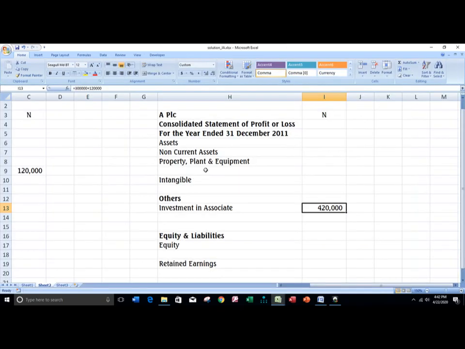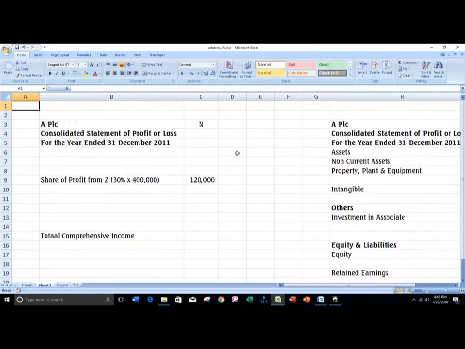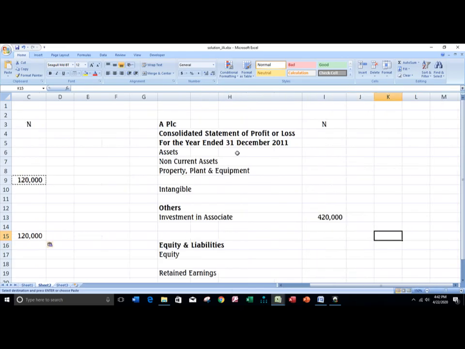So let's go back to the solution once again. You can see this is our final answer, consolidated. This is what we call equity accounting in line with IAS 28. This is going to flow down, other things being equal. Can you see? And this is what the statement of financial position would look like.